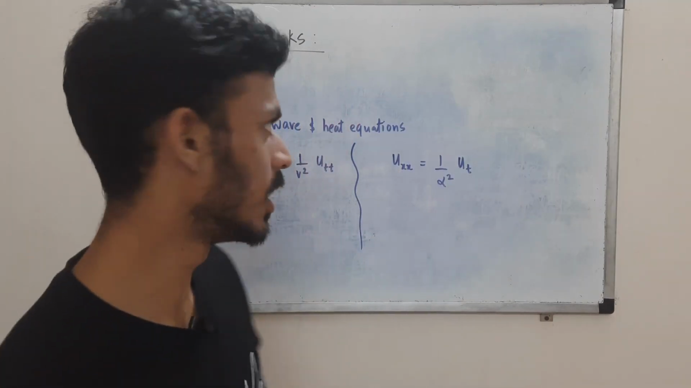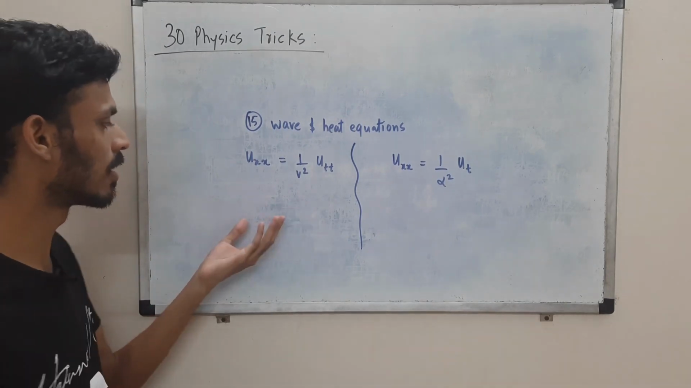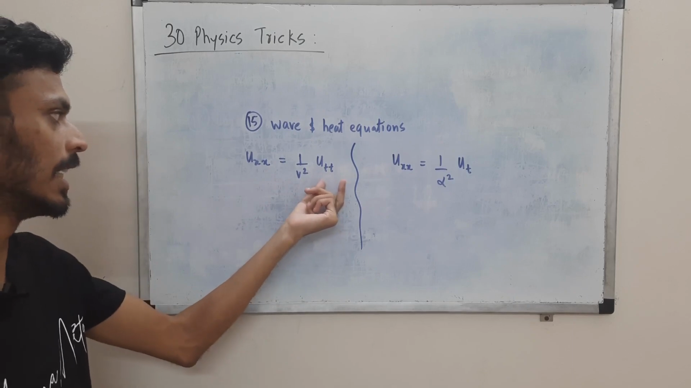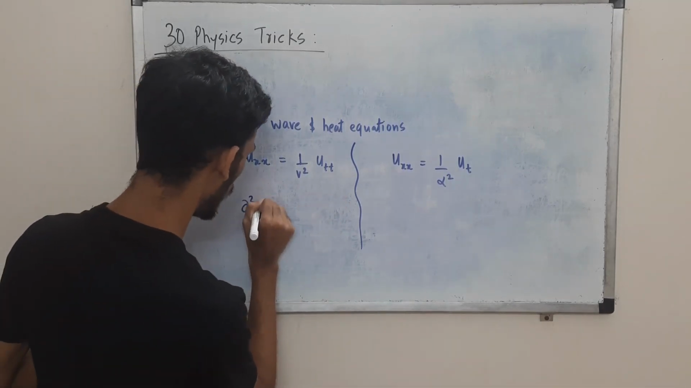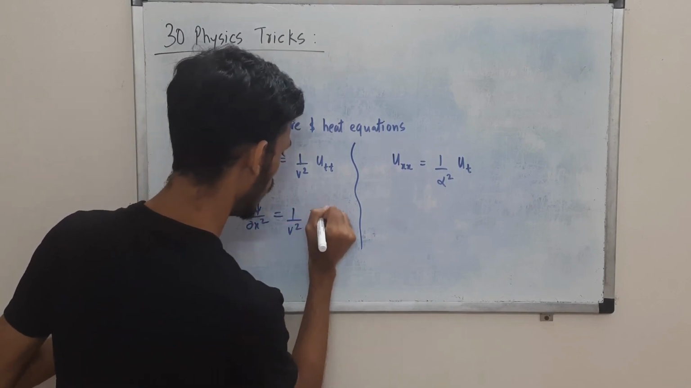15, partial differential equation for heat and wave. Okay, so for wave equation, it's simple. You have the second derivative in position. You have to relate it with second derivative in time. Okay, or else I'll write it in this form. Okay, so here we'll have like this.